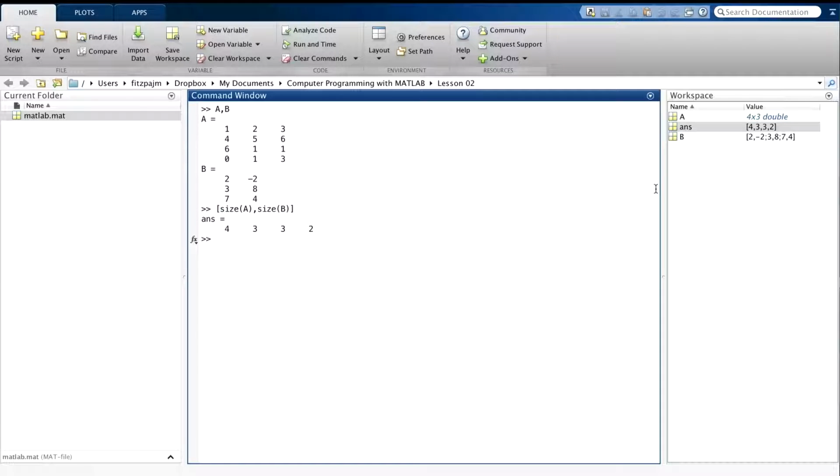Arranging their dimensions like this shows that the inner dimensions are equal. Here are the inner dimensions right here, 3 and 3, which is another way to say that the dimensions satisfy the rule for matrix multiplication. So let's multiply them and assign the result to C. So C is 4 by 2, and those are the outer dimensions, 4 and 2, of the matrices A and B, as expected.